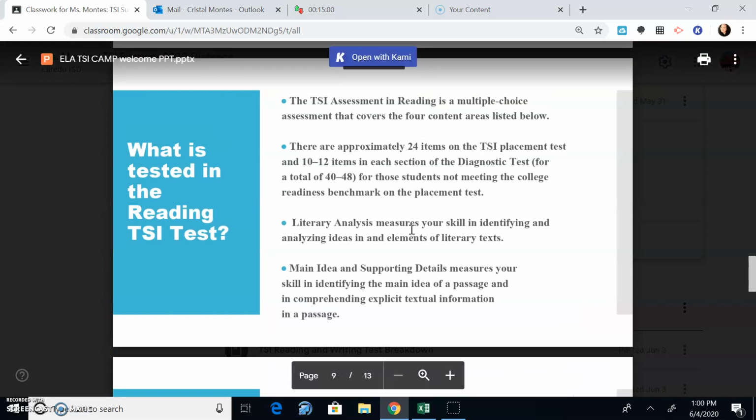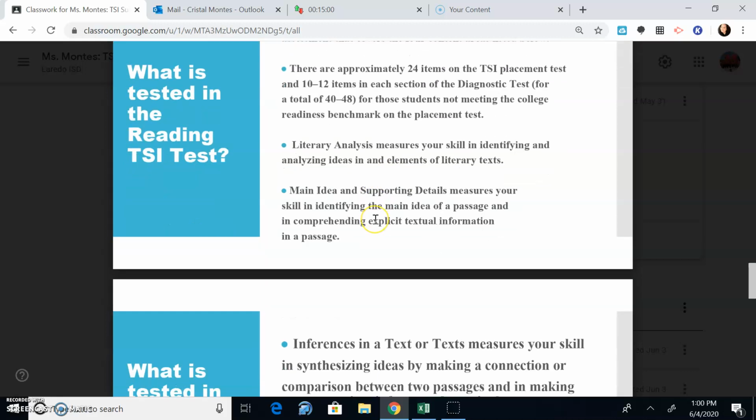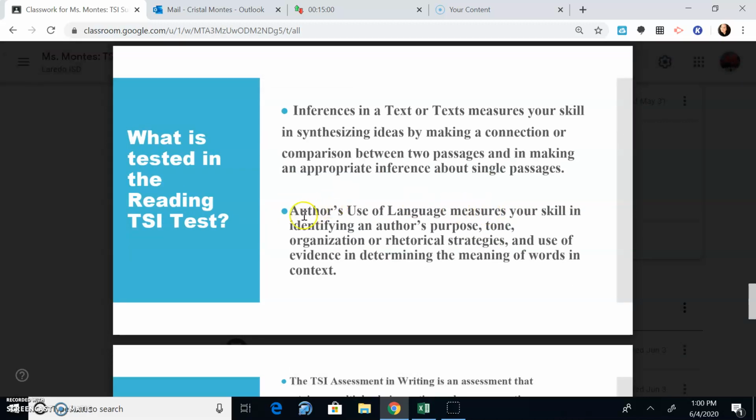Okay, I do want to go over briefly the 4 major concepts that are tested on the TSI reading test, since that's going to be a big focus for us. You have the literary analysis, the main idea and supporting details, inferences in a text or texts, because you do have paired selections, and then you do have the author's use of language.